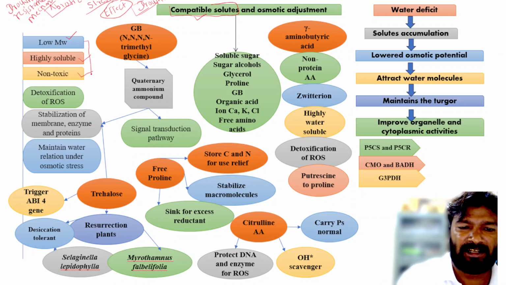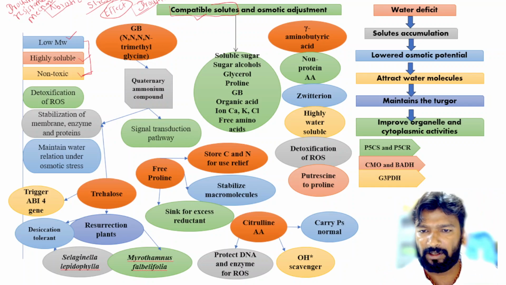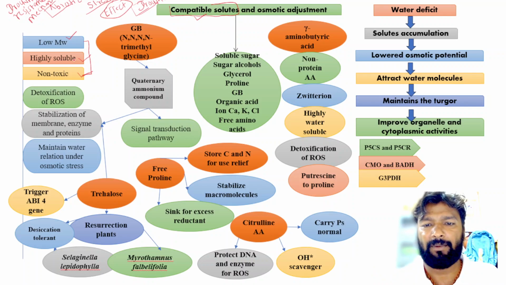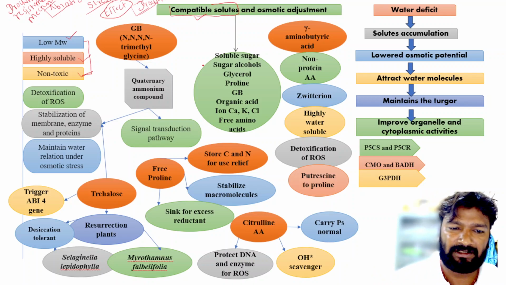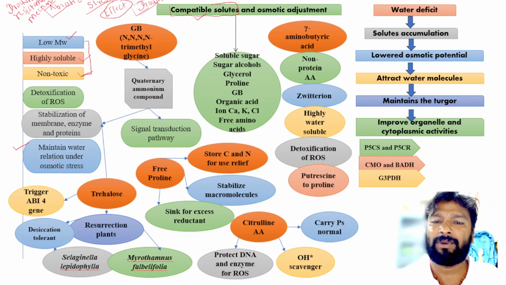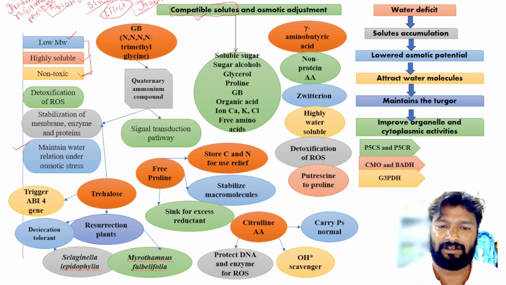Which are these three features? They are low molecular weight compounds, highly soluble in water, and non-toxic even at higher concentration. So these compounds are known as compatible solutes. What are their functions? The main function of these osmotic or compatible solutes is to maintain water relations under osmotic stress. That's why this is known as osmotic adjustment, because they maintain the osmotic balance under stress.